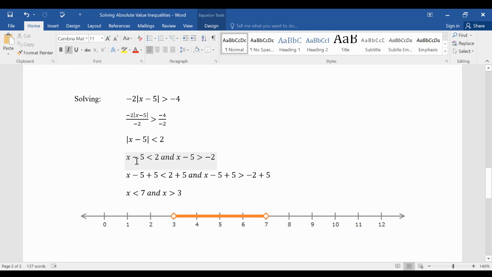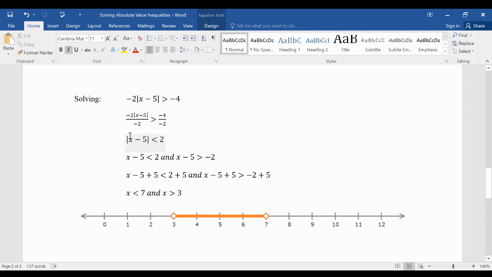All right, so now on both of these, we're going to add 5 to get the x by itself. Negative 5 plus 5 is just x, and 2 plus 5 is going to be 7. So I've got x is less than 7, open circle at 7, line extending in this direction. On this side, we would add 5 to the negative 5, and that just gives us x. Add 5 to negative 2, and that gives us 3. So x is greater than 3. That would be an open circle at 3 and a line heading in that direction.